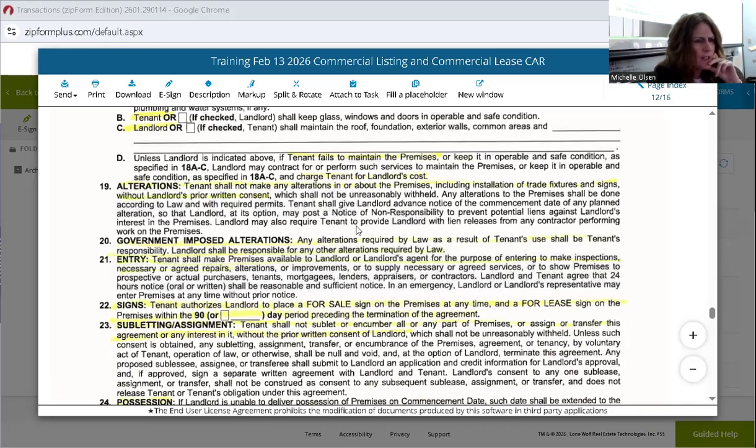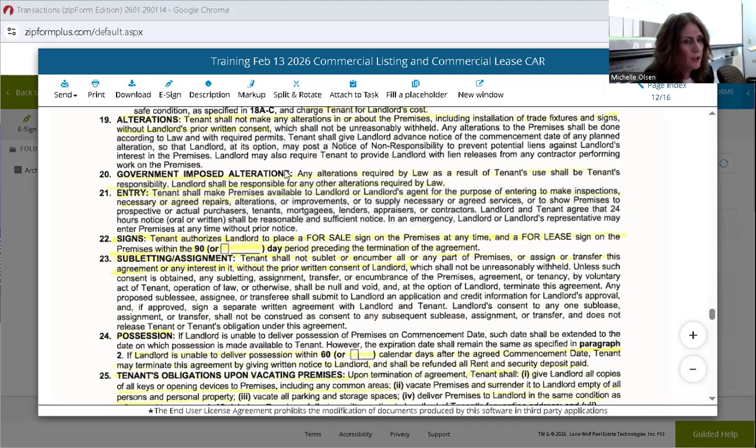So the alterations, the tenants are not allowed to make alterations, including installation of trade fixtures, signs without the lessor's prior written consent. Government imposed alterations, any alteration required by law as a result of the tenant's use is the tenant's responsibility. However, the lessor is responsible for any other alterations required by law, okay? So if their use triggers some kind of government requirement, they're going to need to pay for that.